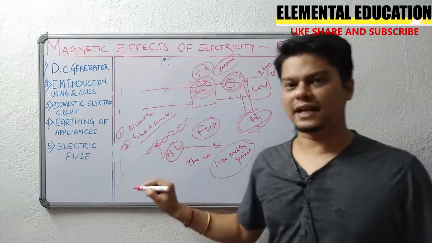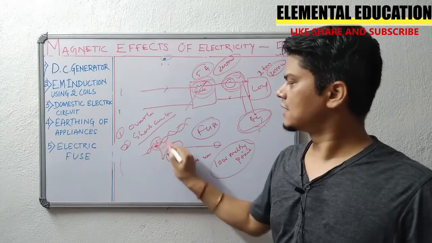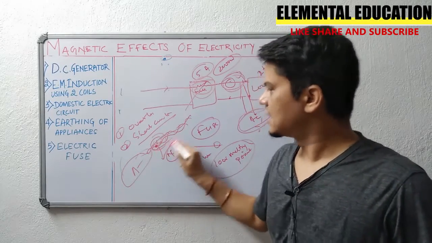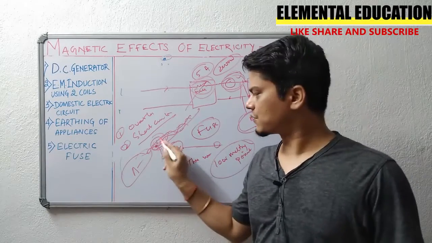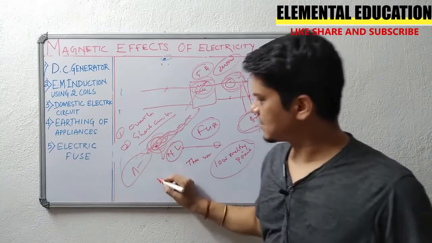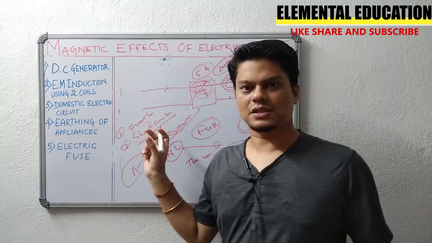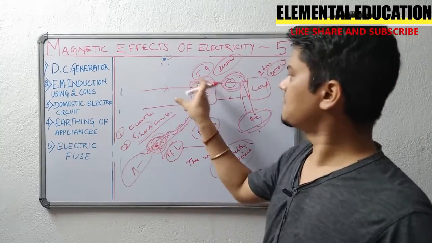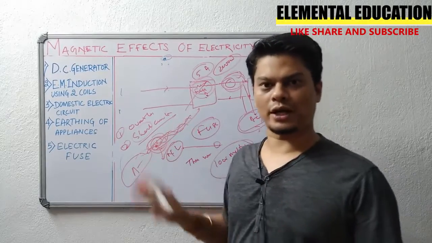So when they are getting connected, obviously instead of passing into the appliance, the current will pass here. So it will make a short circuit. This short circuit will burn the house. So to stop that, we are installing a fuse another time. So a fuse will protect in both ways.